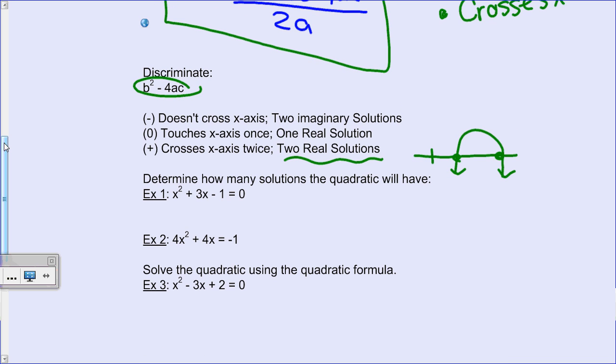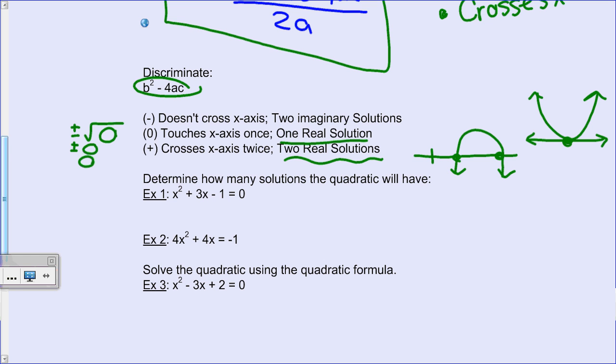If you have the square root of 0 inside, what is the square root of 0? 0. So we can't really do plus or minus of 0. It's just going to be 0. So in that case, we no longer have two separate answers. We only have one answer, one real solution. So maybe your picture would look something like this. It will touch once, at the very bottom, and come back up.